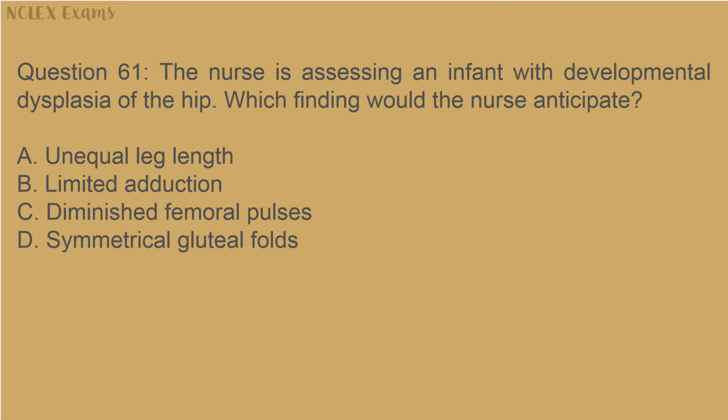Question 61. The nurse is assessing an infant with developmental dysplasia of the hip. Which finding would the nurse anticipate? A. Unequal leg length. B. Limited adduction. C. Diminished femoral pulses. D. Symmetrical gluteal folds.